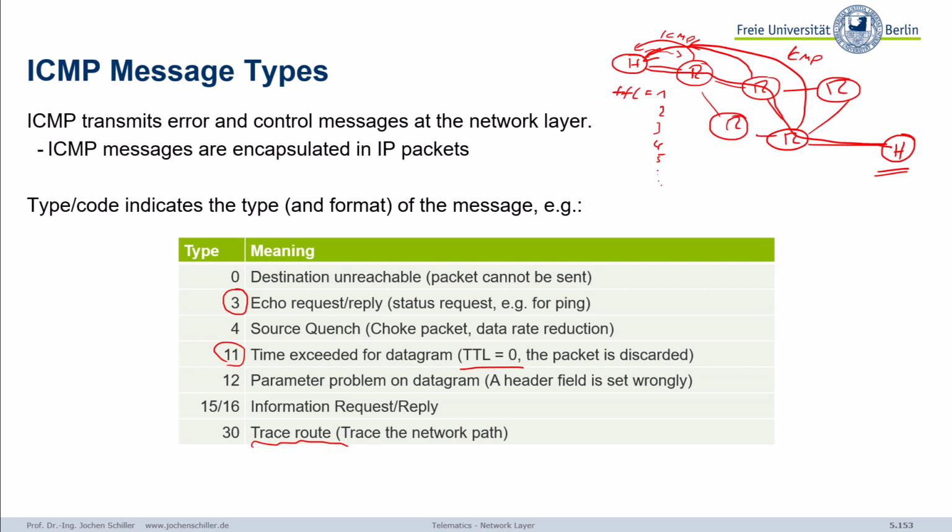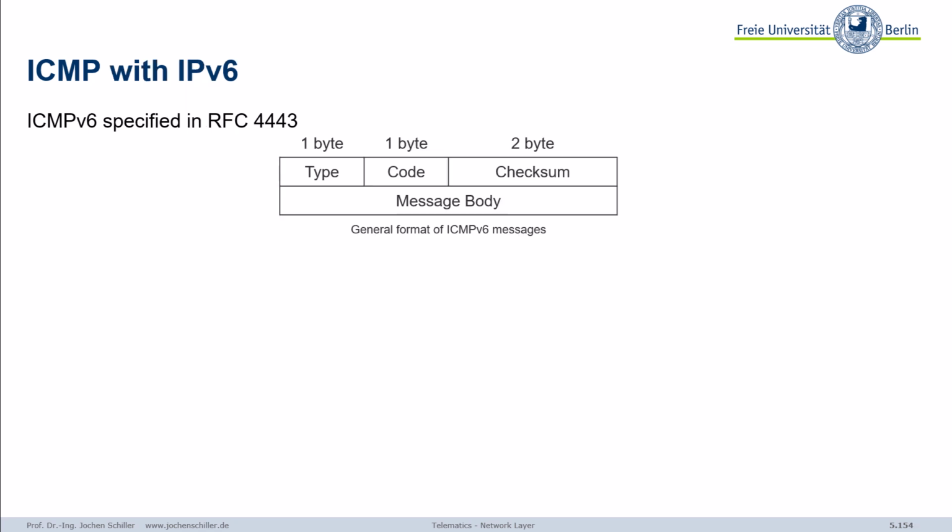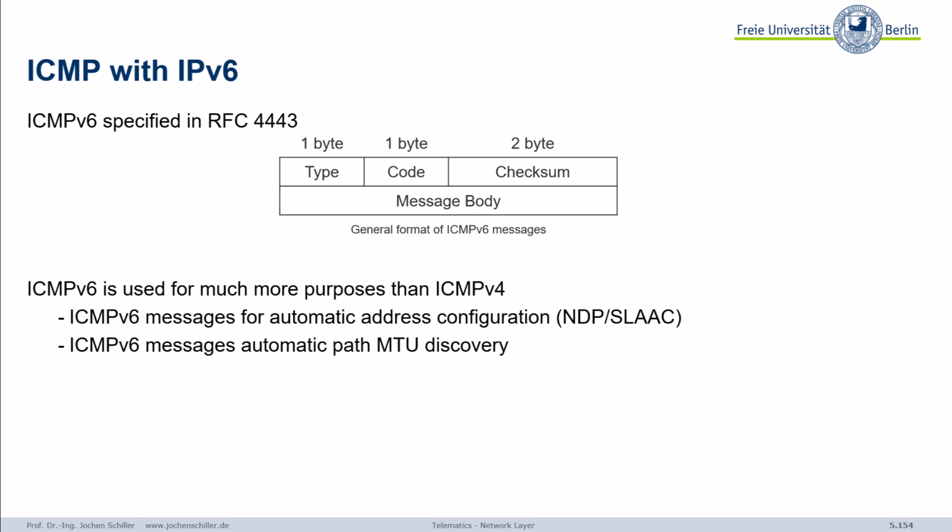There are many types and options not used, not supported, and it depends on the intermediate systems if they support this. So there's also ICMP for IP version 6, but as we already learned, we use this for many more purposes, like address configuration. Last subsection, neighbor discovery protocol, stateless automatic address configuration. We use this also for something we will learn, automatic path discovery.